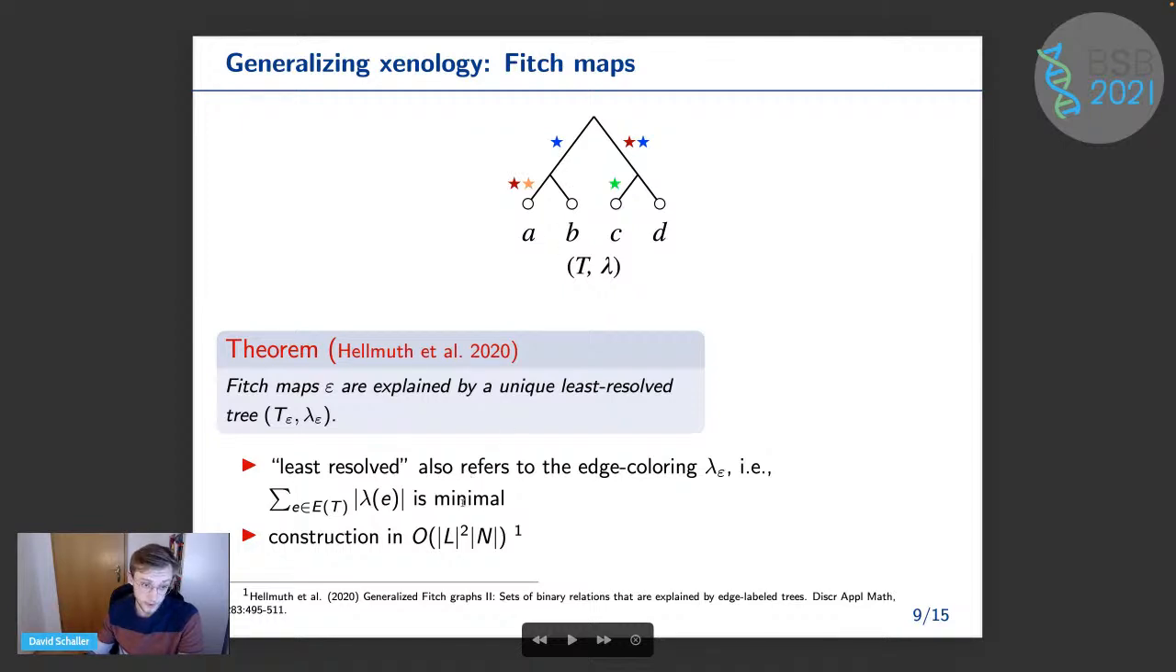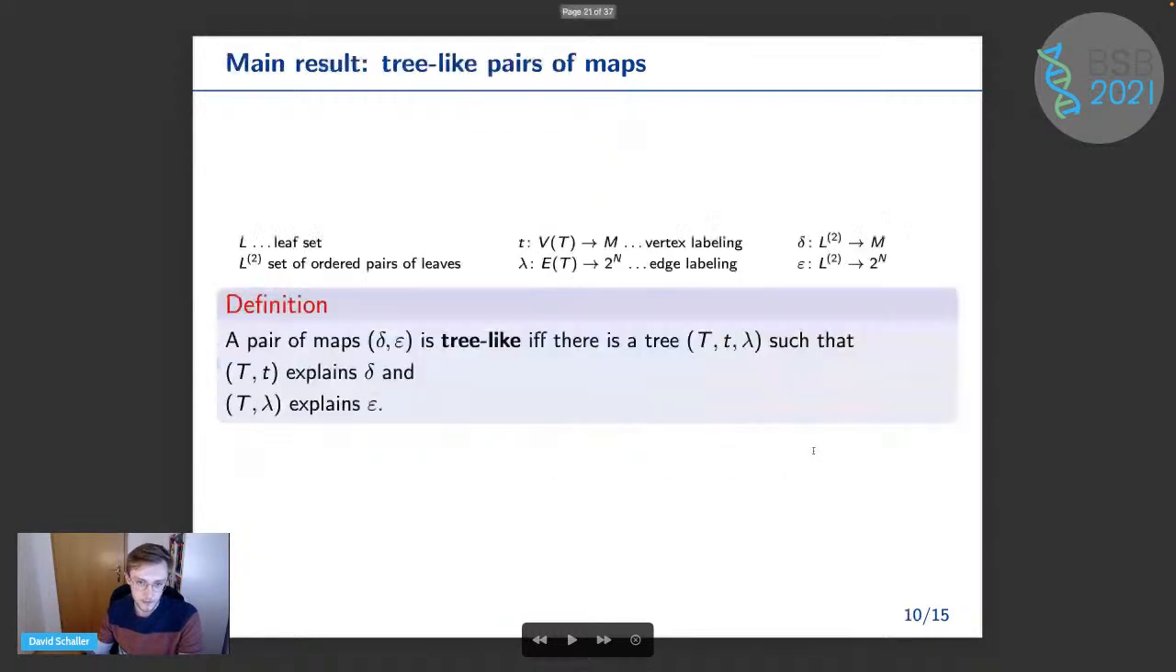And Fitch maps can also be recognized in polynomial time, and we can also construct this tree T epsilon. So this is the second thing I want to highlight. For a Fitch map, we can get its unique least resolved tree T epsilon. So with all of these preliminaries, I now come to the main results of the paper. And this is centered around this definition here, which formalizes compatibility of two such maps.